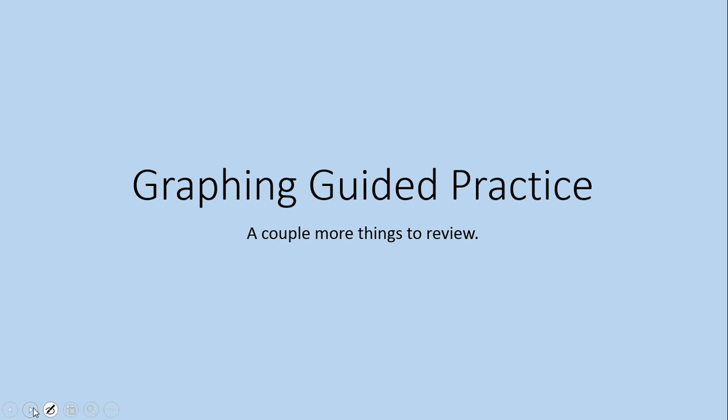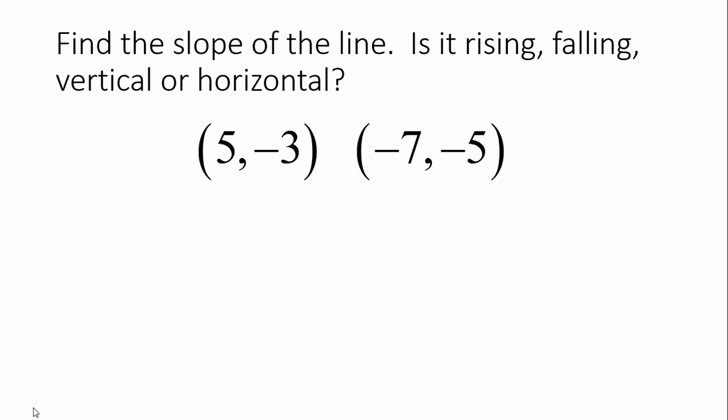So quick guided practice, you're going to be answering some questions in this video. So please be honest in your answers. It's sort of a check to make sure that you know what's happening. So here's our first one we want to look at. Find the slope of the line. Is it rising, falling, vertical, or horizontal?